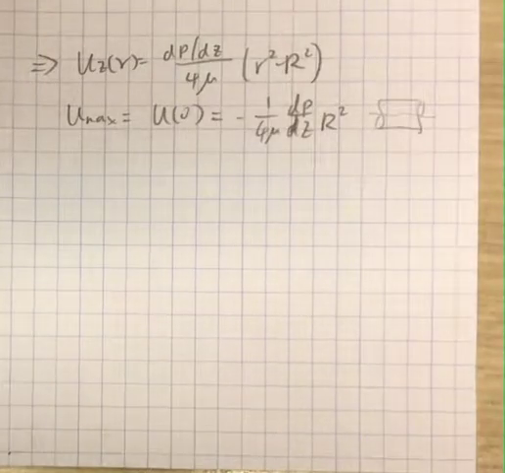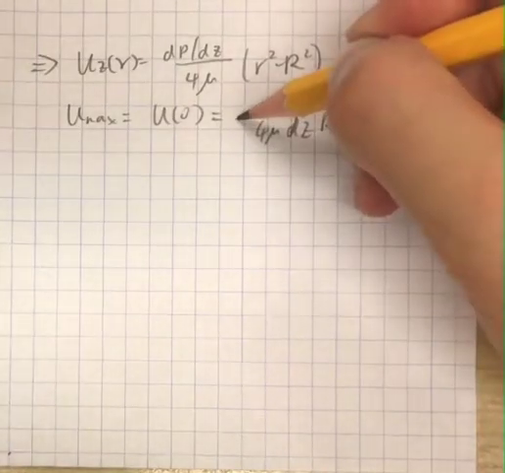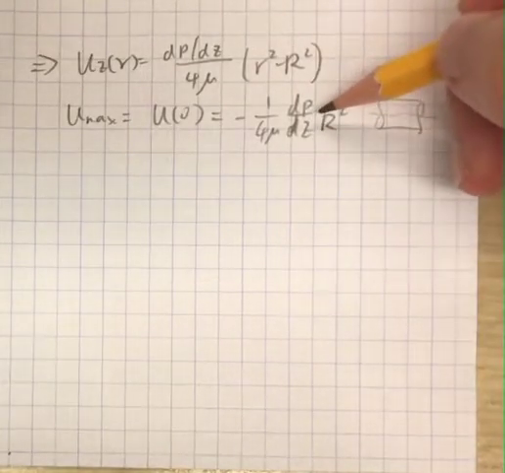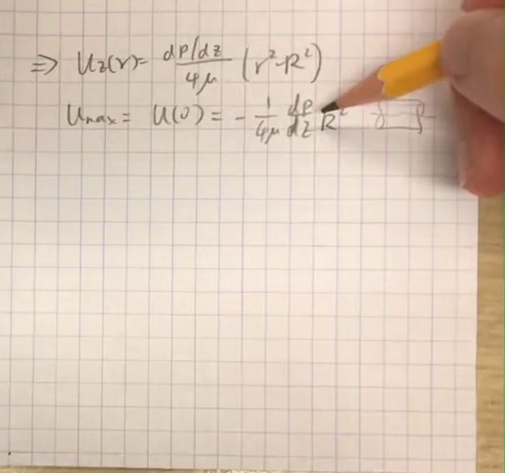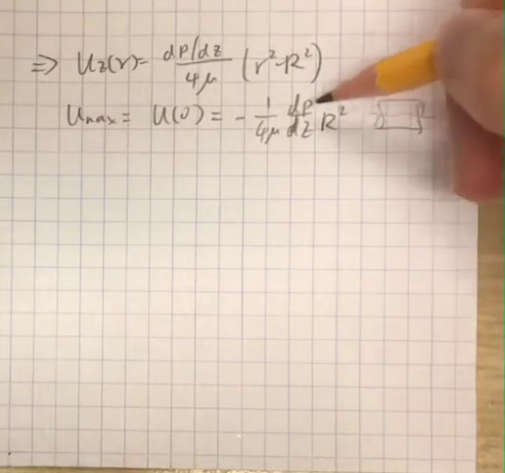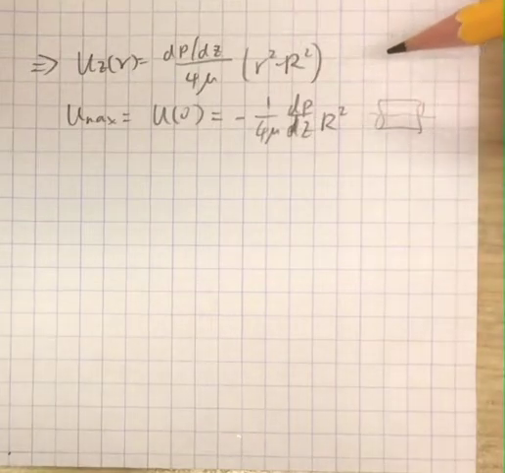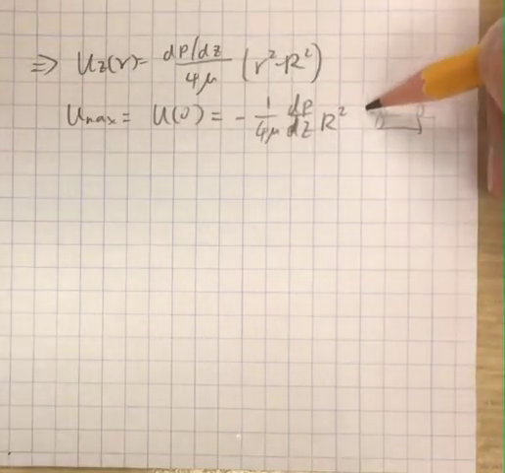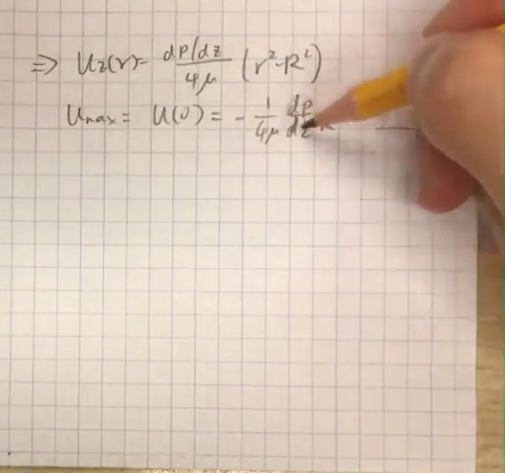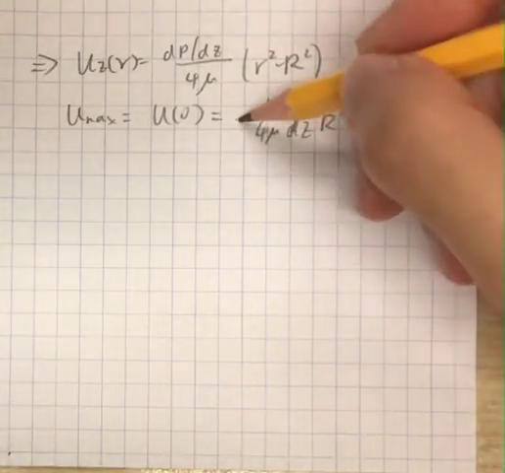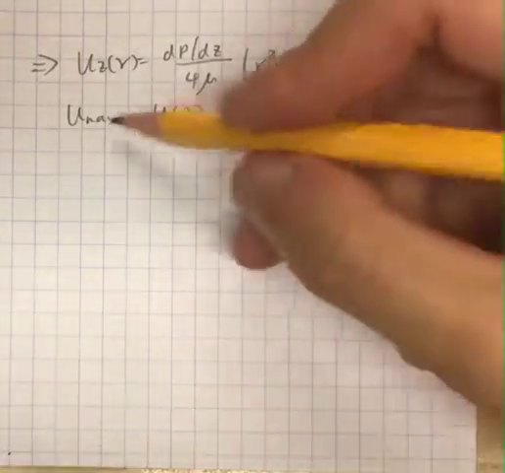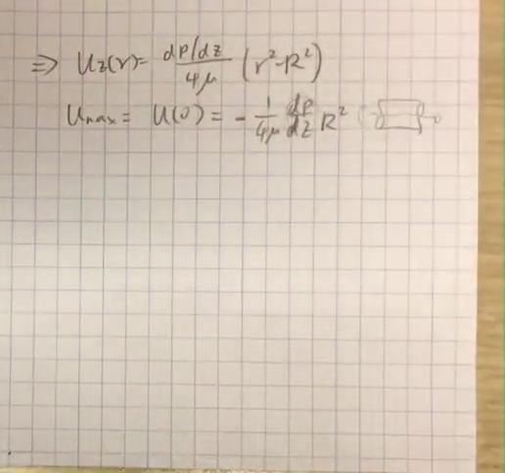pipe, right? And how to interpret the minus sign? If dP/dz is a negative value, that means the pressure here is bigger than the pressure here, right? And this thing has a minus sign, which cancels out with this minus sign, and we'll get a positive value for the velocity.